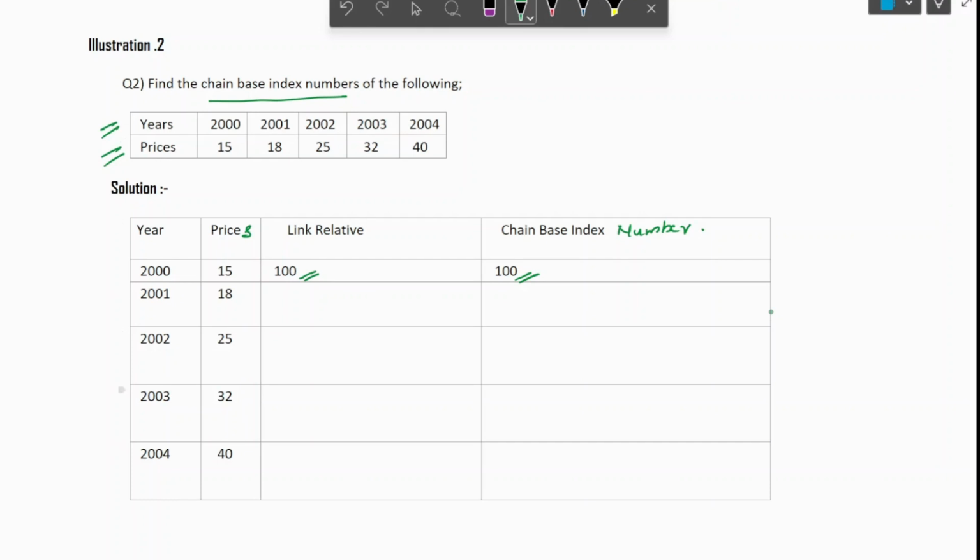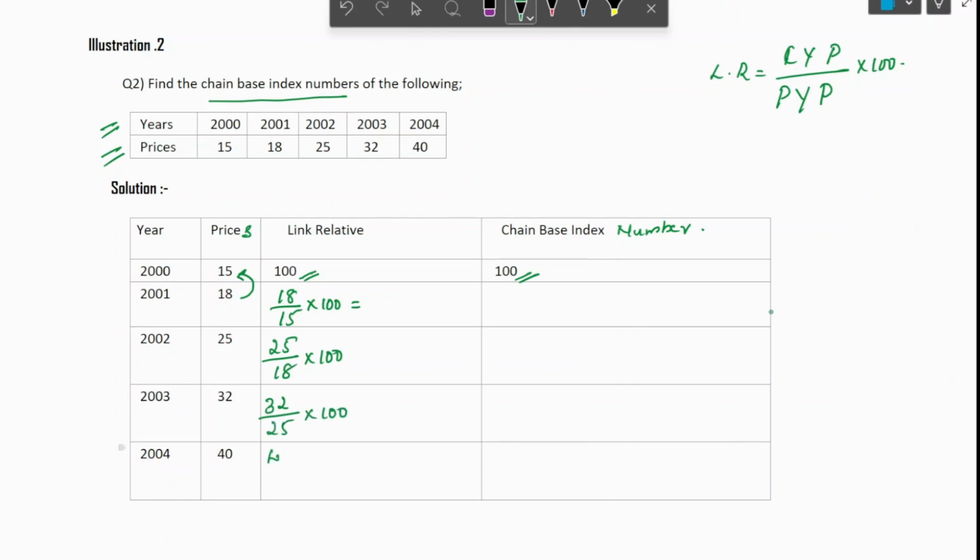Now the same way we are going to calculate link relative. What is the formula for link relative? That is current year price divided by previous year price into 100. Okay, that means here 18 divided by 15, right? That is it. 18 divided by 15 into 100. Next, current year is 25 divided by 18 into 100. Next, 32 divided by 25 into 100. Here, 40 divided by 32 into 100.